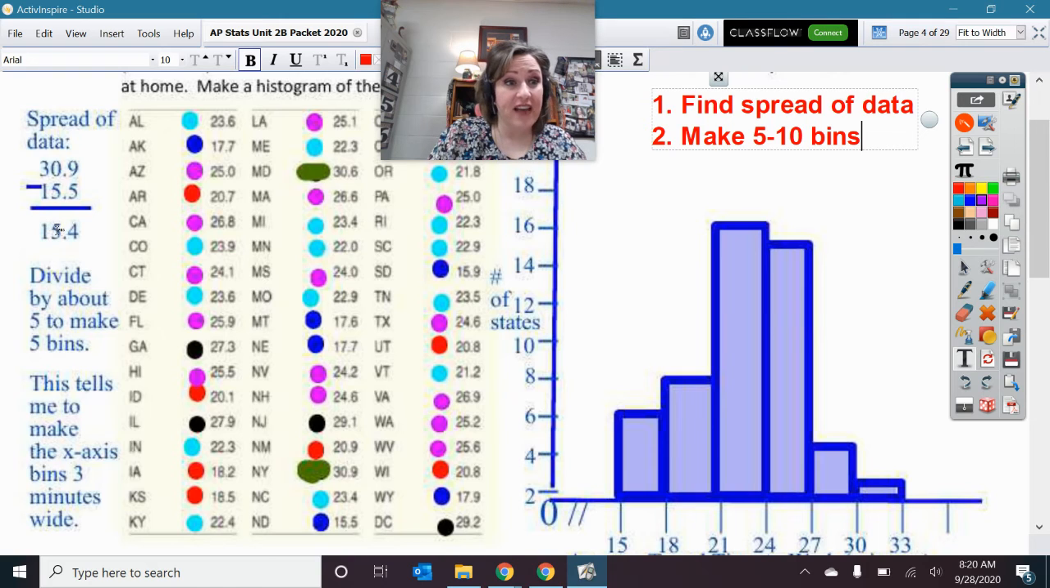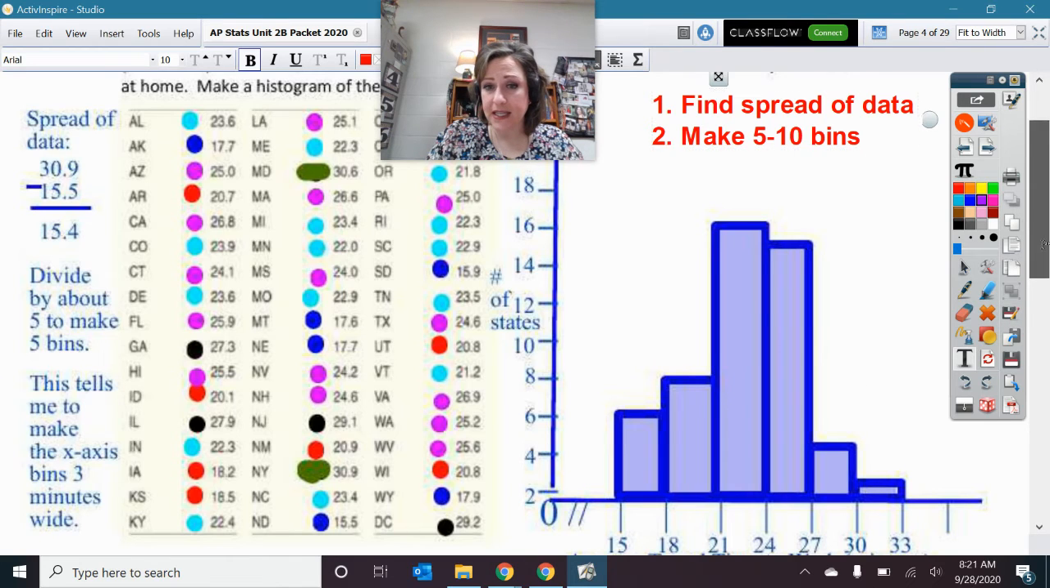Because 5 goes into that evenly, I decided to divide by 5. All right, if 6 went into the number evenly, I probably would divide by 6 and so on. So I'm going to make 5 to 10 bins. So I decided to divide by 5 because that was the easiest that went into 15.4. This tells me to make the x-axis bins about 3 wide.